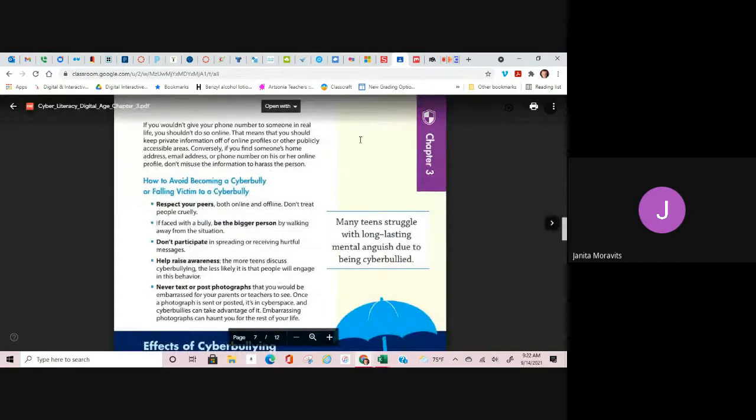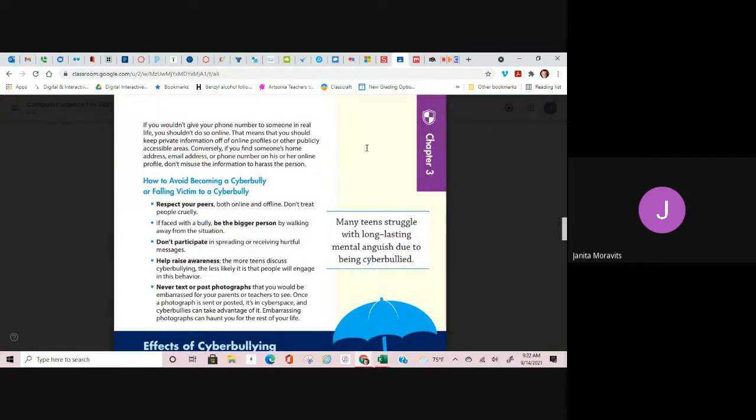If you wouldn't give your phone number to someone in real life, you shouldn't do so online. If it's not someone you know well enough that you would actually give your phone number to, you don't give it out online either. That's personal information that you don't share. It could put you at risk. It could put your family at risk. That means that you should keep private information off of online profiles or other publicly accessible areas. Conversely, if you find someone's home address, email, or phone number on his or her online profile, don't misuse the information to harass the person.